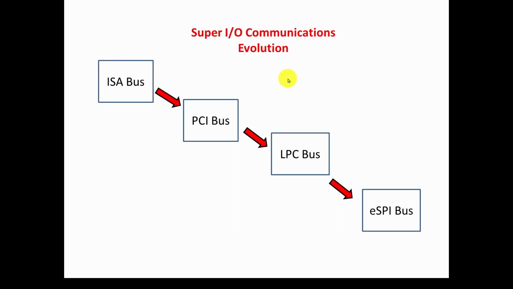Now, when we talk about this LPC, keep in mind that there's an evolution of Super I/O communications over the years. It started out as an ISA bus long ago, and that kind of went to a PCI bus for the Super I/Os. But LPC bus is a newer Intel bus that has taken over, and the newest version, as of about 2016, is the eSPI bus. So there might be some confusion about Super I/O communications. We're going to focus on this LPC bus, which is what, as we'll see, our Super I/O mainly deals with, but keep in mind that there can be different communications paths.